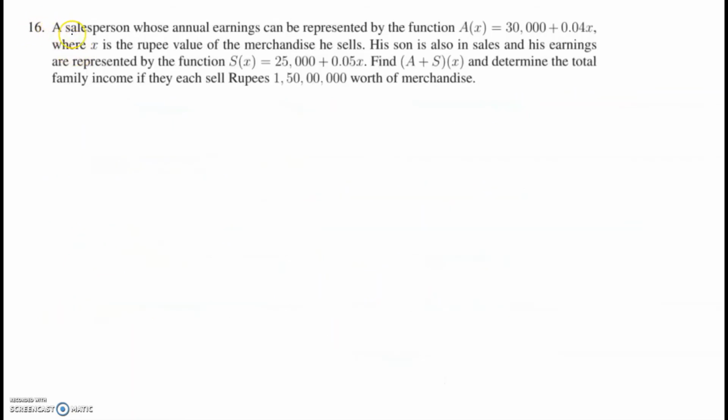Question number 16. A salesperson whose annual earnings can be represented by the function a of x is equal to 30,000 plus 0.04x, where x is the rupee value of the merchandise he sells. His son is also in sales and his earnings are represented by the function s of x is equal to 25,000 plus 0.05x. Find a plus s of x and determine the total family income if they sell rupees 1,500 worth of merchandise.